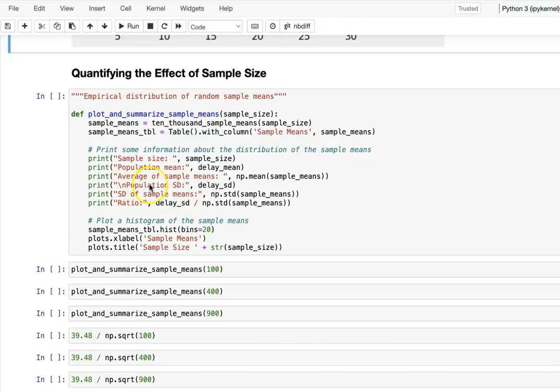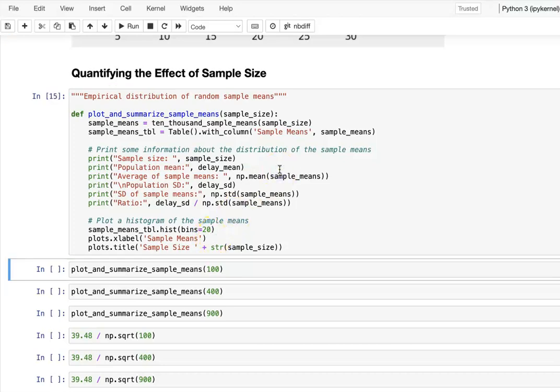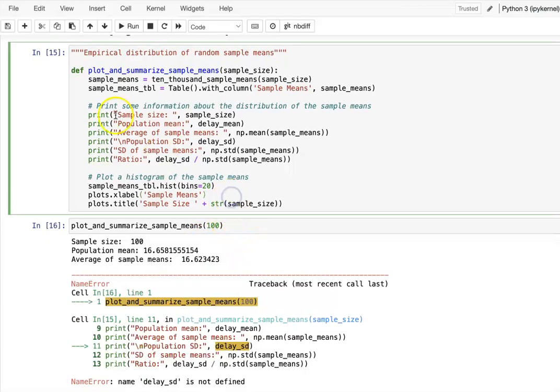So we display the population standard deviation. Then we calculate the standard deviation of our sample means. Then let's get a ratio of the population standard deviation and the sample standard deviation. Then we will plot that on the histogram. Of course we will run it for three different sample sizes. Here you will see 100 will be a little faster.